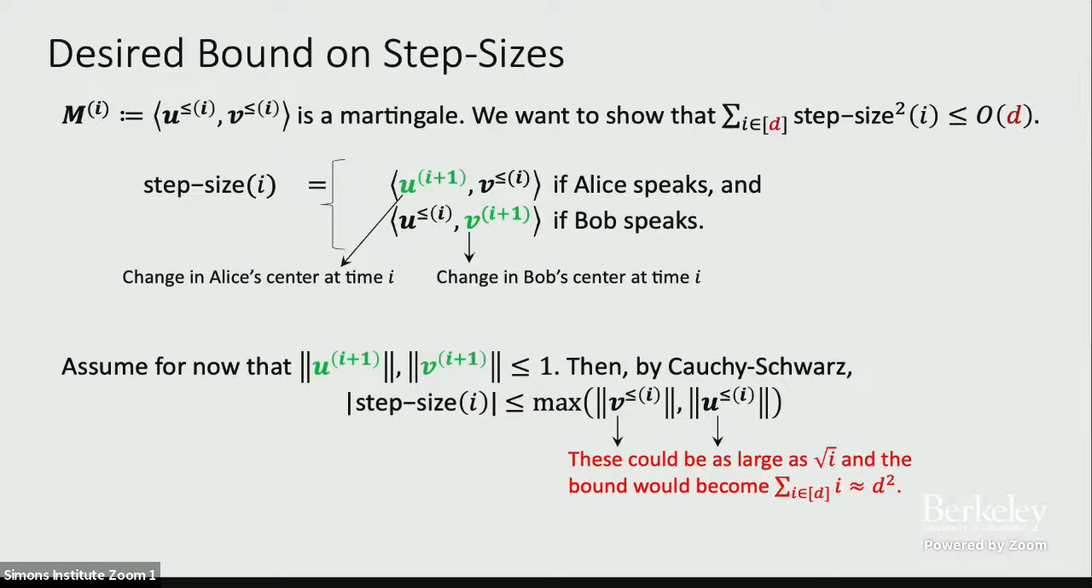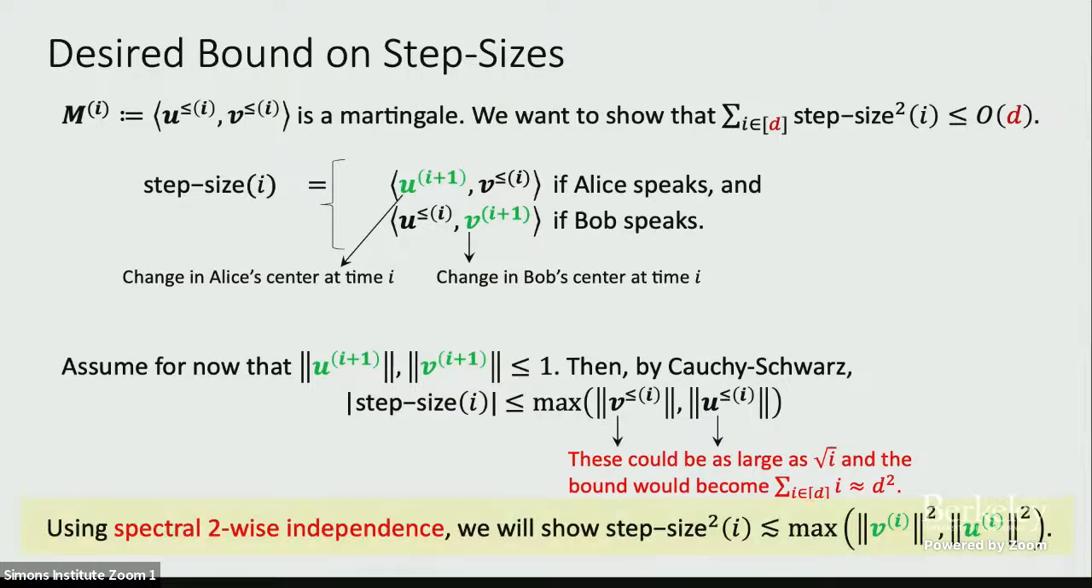We already showed that each of these things is at most square root i by the level 1 inequality, and this is also tight. The example we saw before actually shows that this bound is tight. So each step size can be as bad as square root i. When you add the square of step sizes from 1 to d, you get d squared. So even to bound the step sizes, assuming these nice assumptions, it's not clear how to do it.